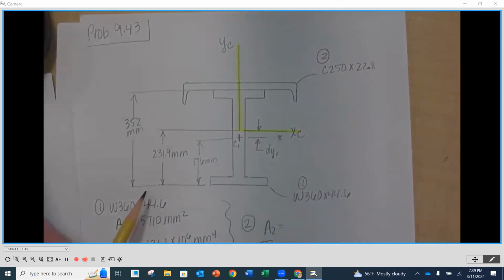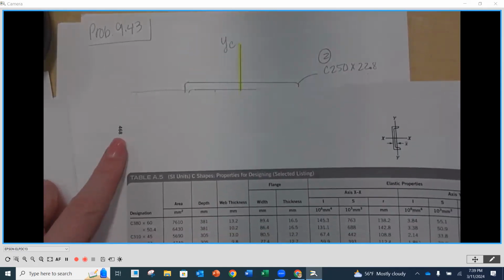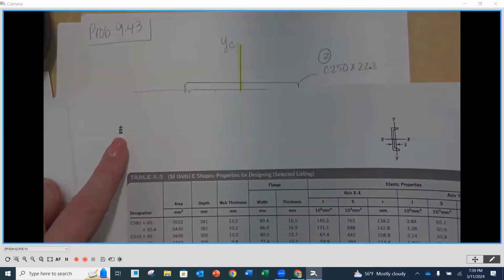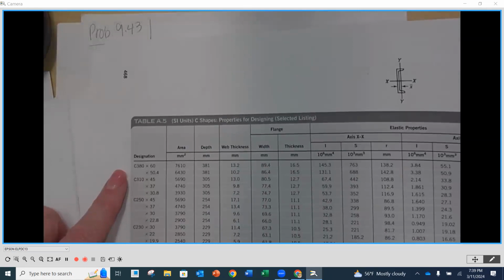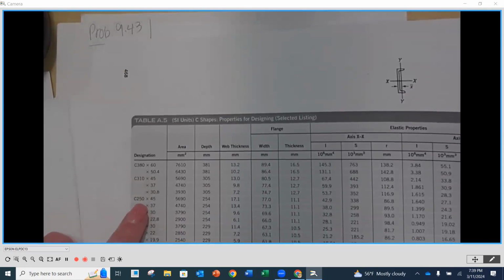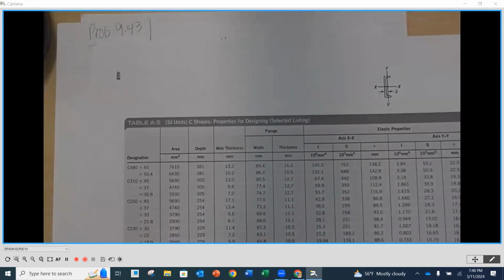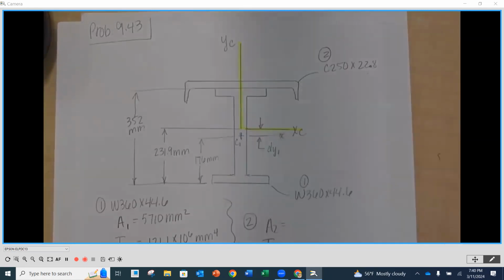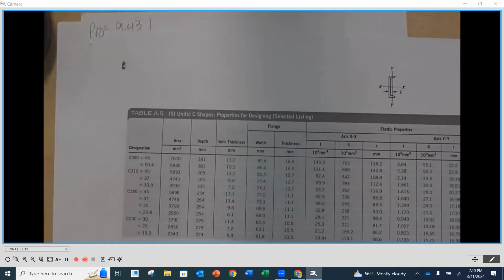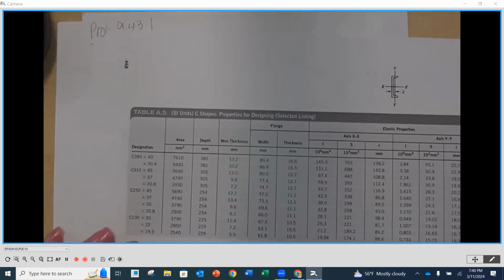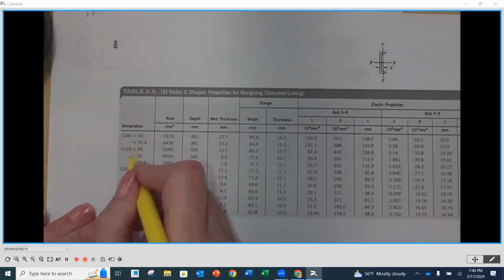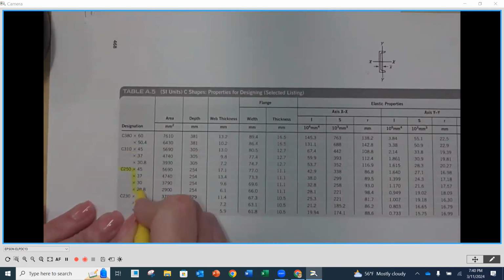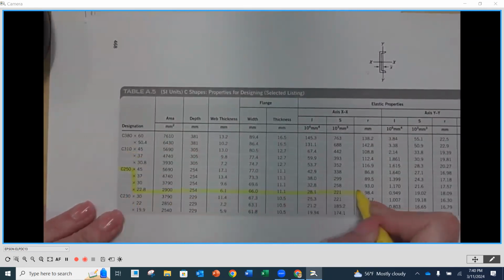There they are. I'm going to be on page 468. And we've got C250 starting right here. The designation after is a 22.8, so it's the bottom one. Here's my line.